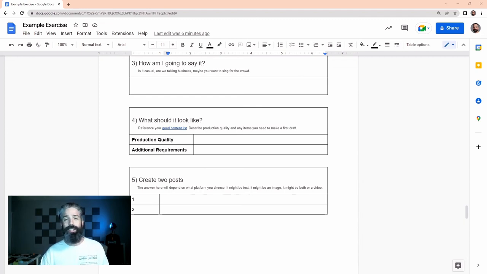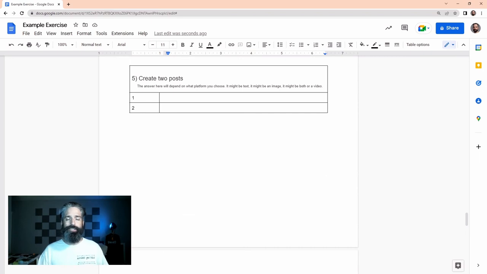Maybe you need two cameras, a helicopter, and a dog that can jump through a flaming hoop. Maybe you just need a whiteboard, or maybe you can just shoot it with everything you currently have. But if there are additional requirements, put them there so that you're aware of it before you get started.